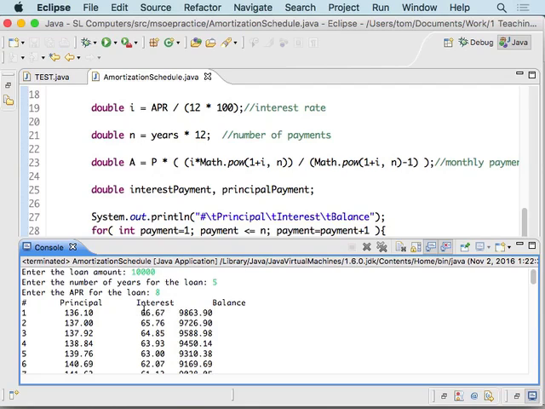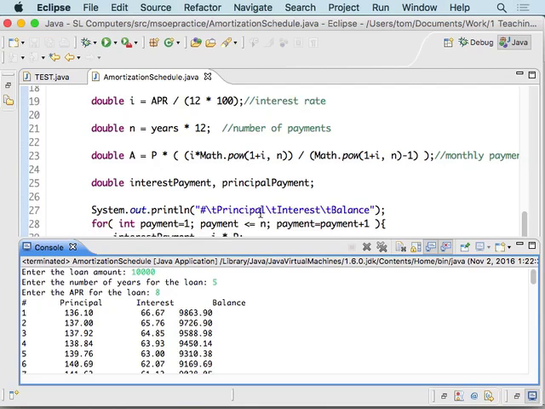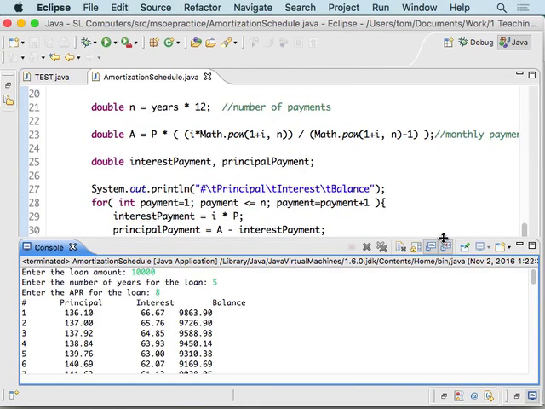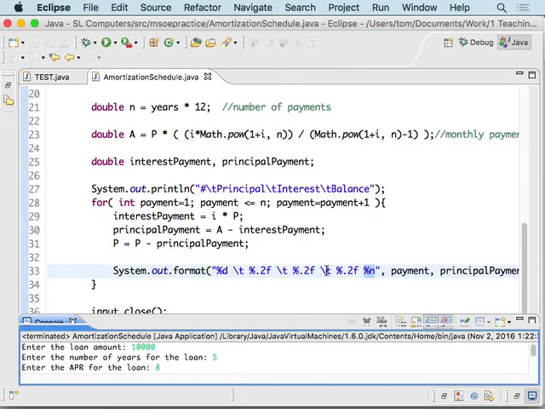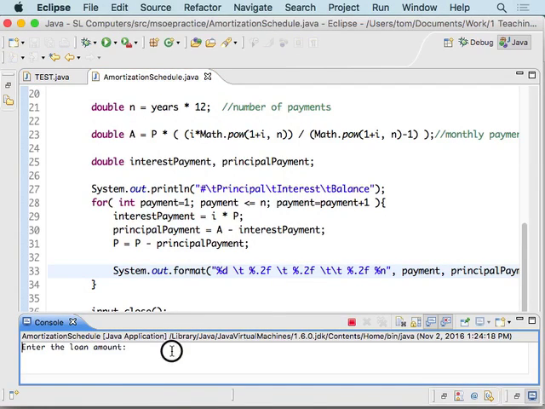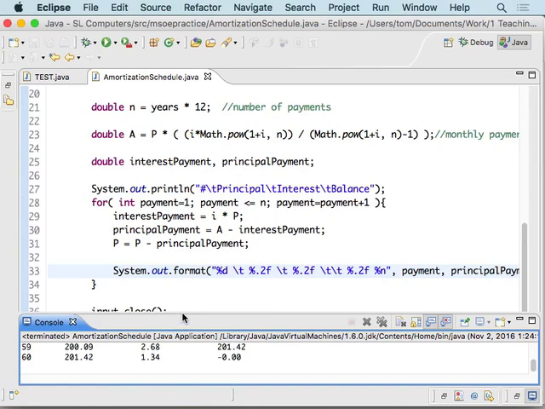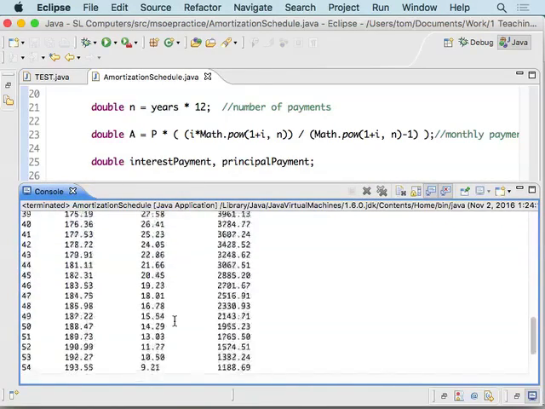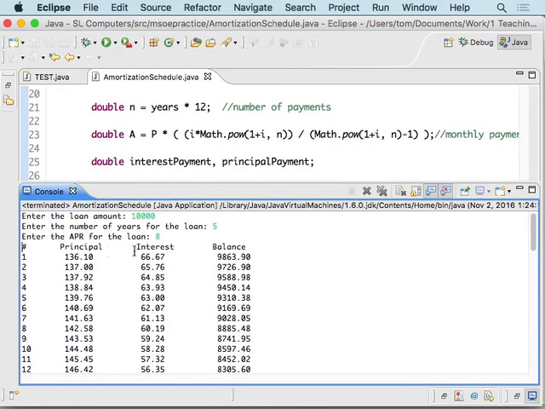So if you're upset about this not being lined up with the balance, then you could go ahead and add an extra tab before the last item here. So we go tab, run it one more time. $10,000 for 5 years at 8%. And now that's lined up a little bit nicer.